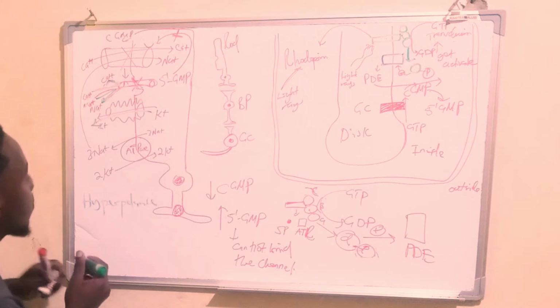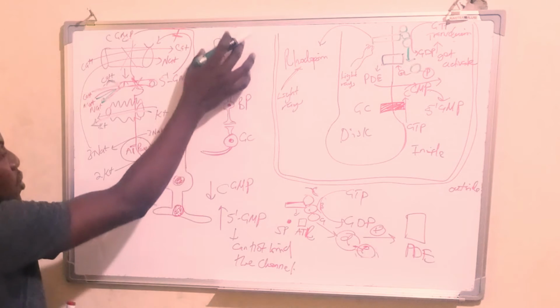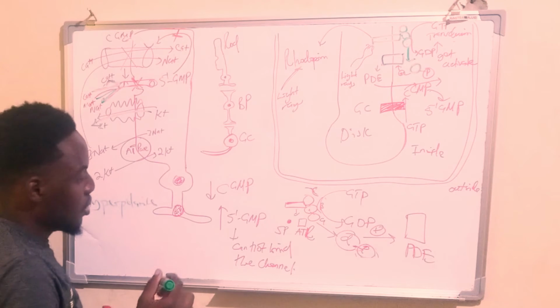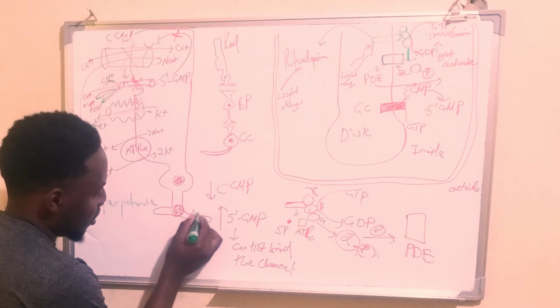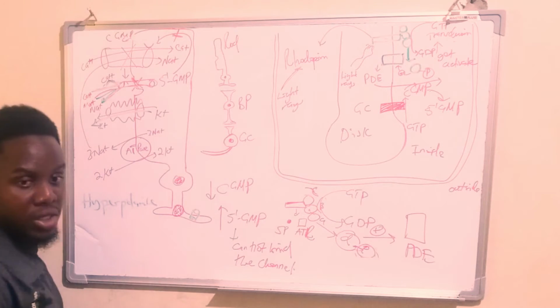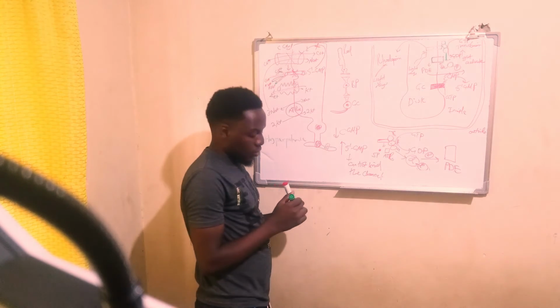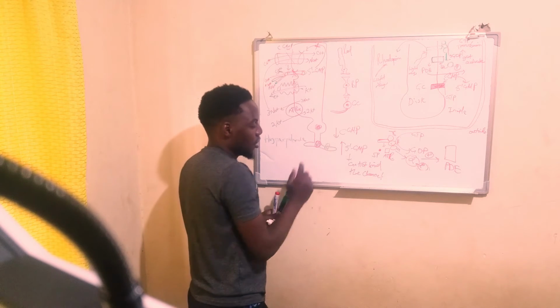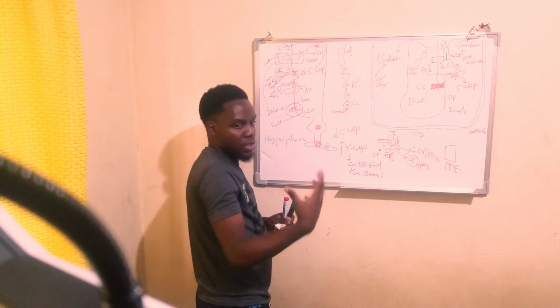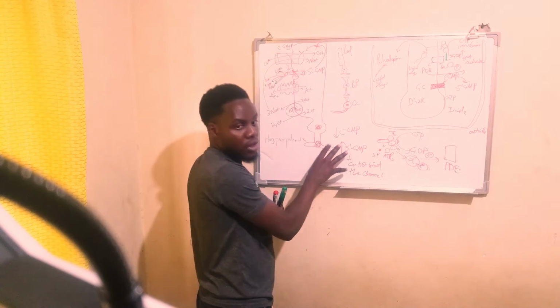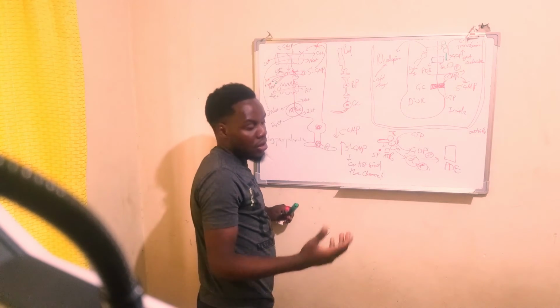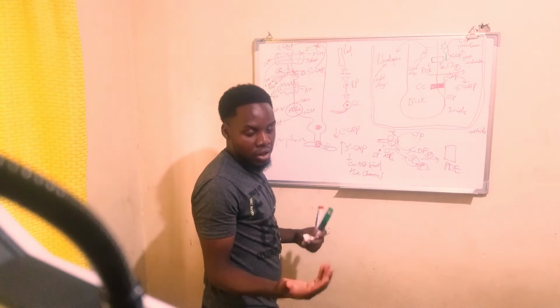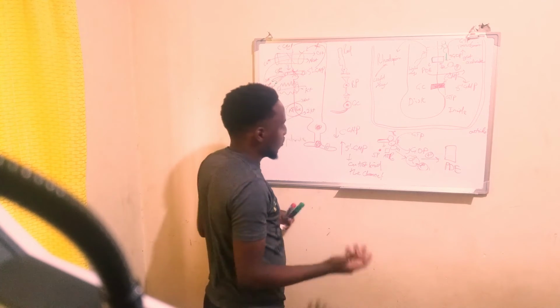When these rods hyperpolarize, these channels that are present here, remember the channels at the synaptic terminal, the voltage-gated calcium channels, less of them are going to open. Less of these channels are going to open. So for example, let's say we have 5 of them. Maybe only one will open, or all of them cannot open.